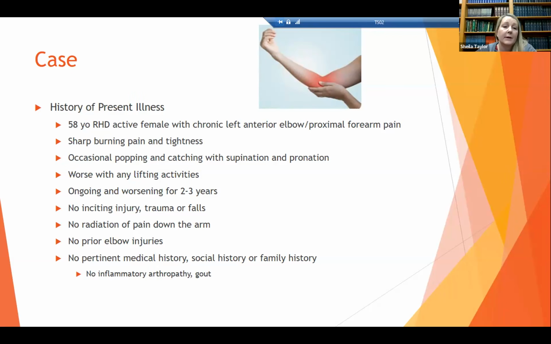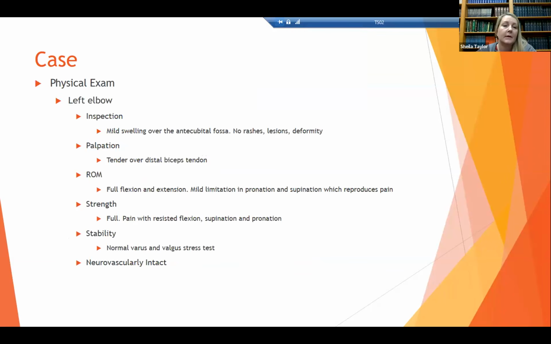It had been ongoing and progressively worsening for about 2 to 3 years. Her treatment had been slightly delayed with COVID, and she kind of put it off. She didn't note any inciting injury, trauma, or fall, no radiation of pain down the arm, and no prior elbow injuries. She's a pretty healthy lady, with no pertinent medical problems, social history, or family history, no inflammatory arthropathy or history of gout. So on her physical exam, I noted mild swelling in the antecubital fossa, no rashes, lesions, or deformities.